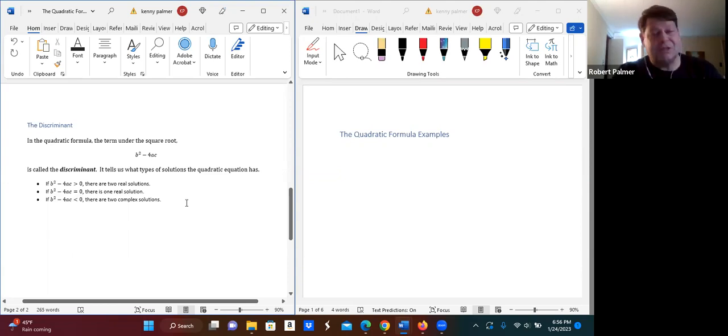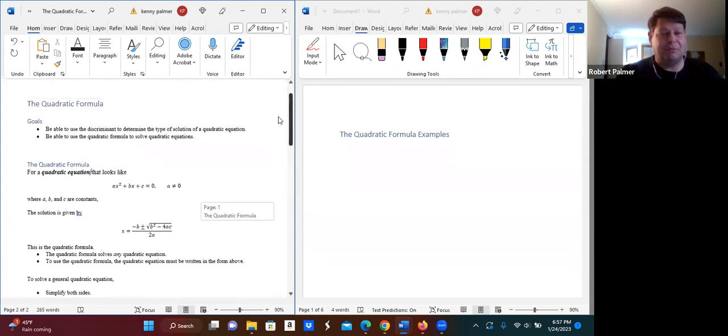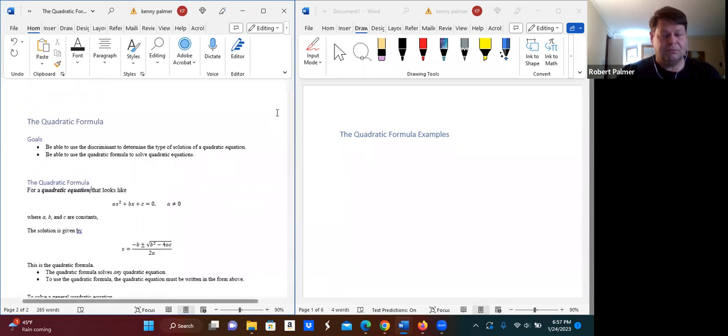Now, actually, we're not going to solve any with complex solutions today, or at least we're not going to finish solving them. That will come another time. But the discriminant tells you what kind of solutions you have. Okay, so let's look at our first example, over to the right.